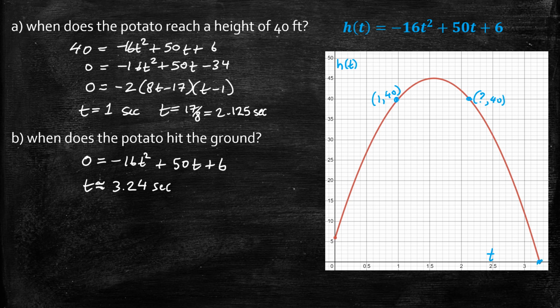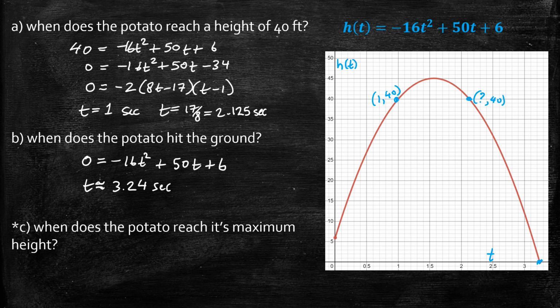And there's even one more question we could answer using pre-calculus. When does the potato reach its maximum height, which looks around up here? And in pre-calculus, we would use the formula for the location of the vertex, which is negative b over 2a. That would be negative 50 over 2 times negative 16. That would come out to 1.5625 seconds. But we kind of just had to trust that that worked, and it did work.